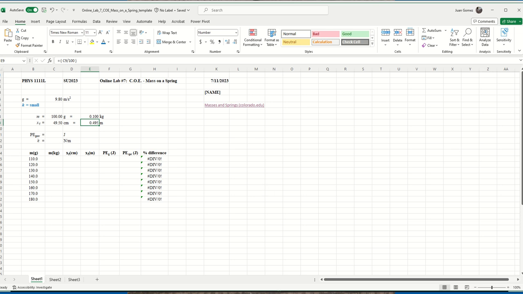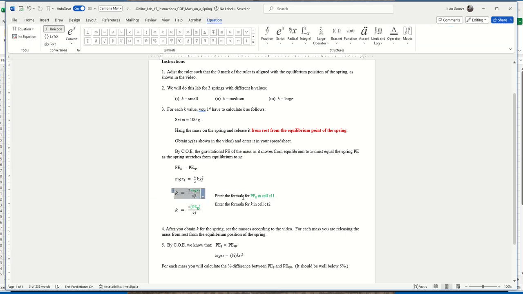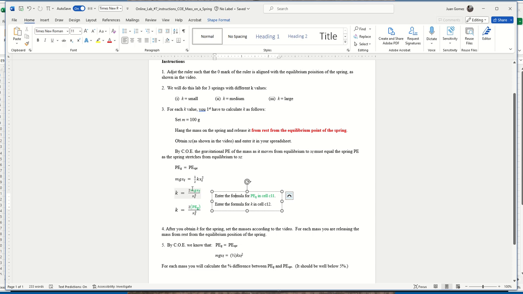Okay, so now the next thing I need to do is remember, we just want to get the K value. I need to enter the formula for the gravitational potential energy. I want that formula, the mgx final, just the green, just the mgx final. I want that to be entered in cell C11.